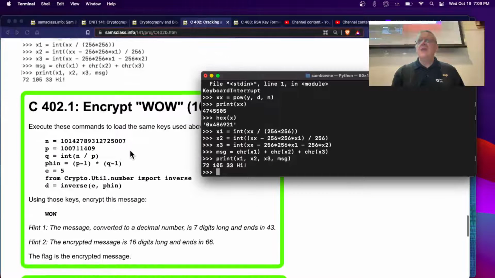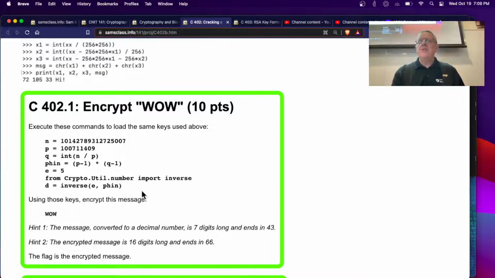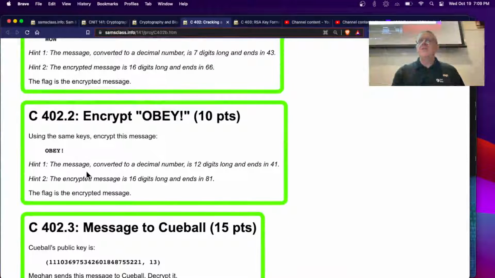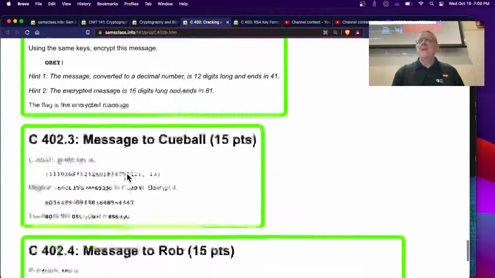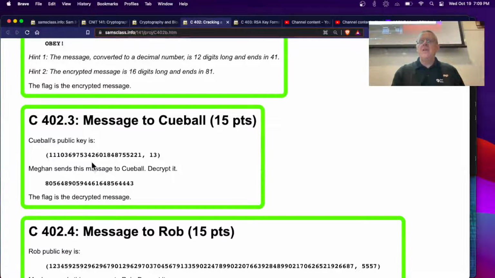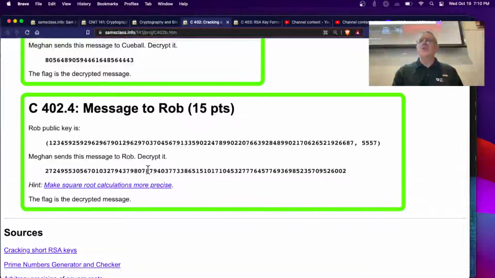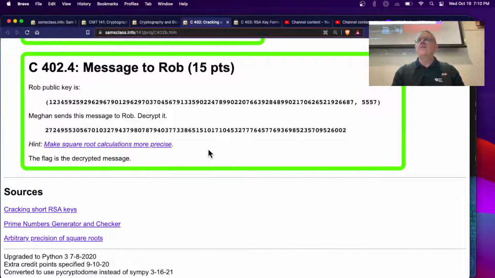And so then you just have a couple flags here. Use the same key and encrypt a different message. And now here's a different public key, and Megan sends a message, and you have to reduce this to P and Q, find E, find D, and then decrypt that. And here's a much longer version, and you'll have to use a better calculation to get your square root in the right area, and then try to guess keys near the P and Q. They're near there, but they're not as close as the last one. So there's just a few challenges.